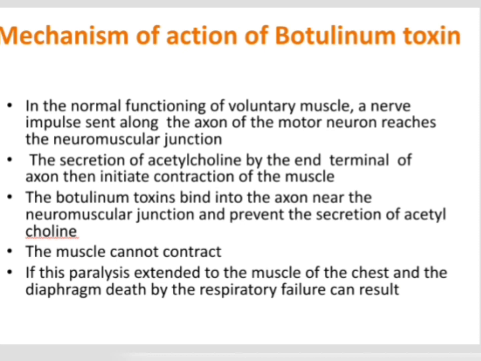Botulinum toxins bind into the axon near the neuromuscular junction and prevent the secretion of acetylcholine. Muscles cannot contract. If this paralysis extends to the muscle of the chest and diaphragm, death by respiratory failure can result. So in normal cases, a nerve impulse sent along the axon of the motor neuron reaches the neuromuscular junction, and it results in the secretion of acetylcholine at the end terminal of this axon, which initiates the contraction of that particular muscle.